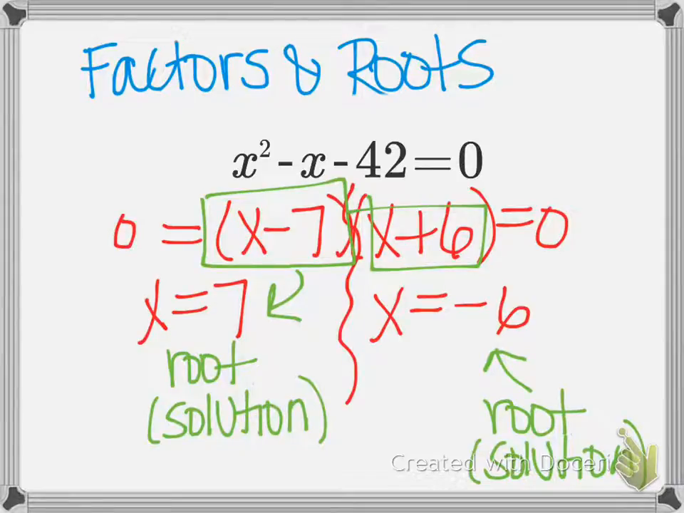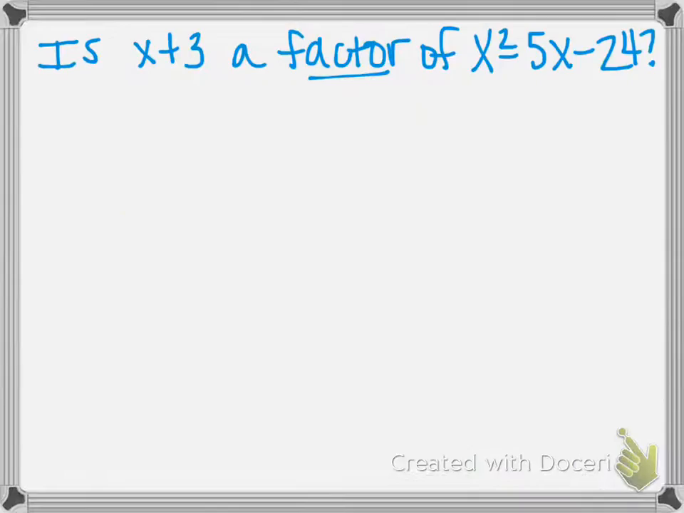Okay, so let's look at some things you can be asked about some bigger polynomials. So this says, is x plus 3 a factor of x squared minus 5x minus 24? What that really wants to know is if I was to divide this by this, do I get a remainder or not? That's what it really means to find out if something's a factor.